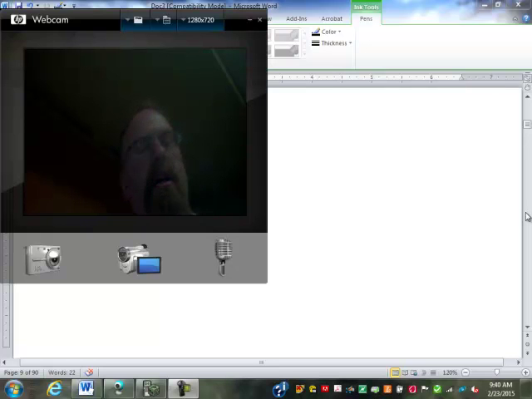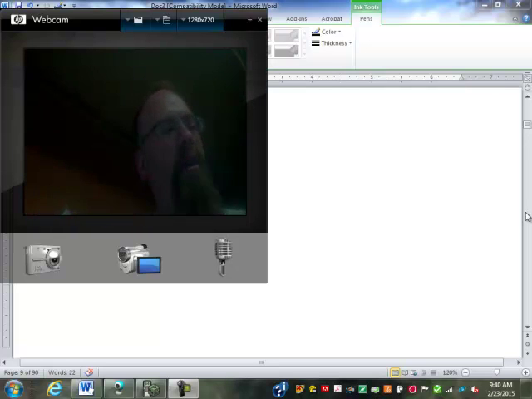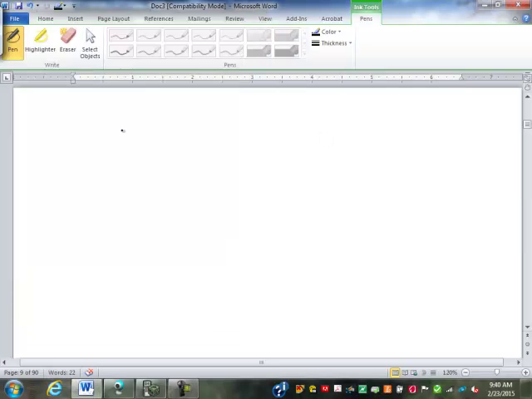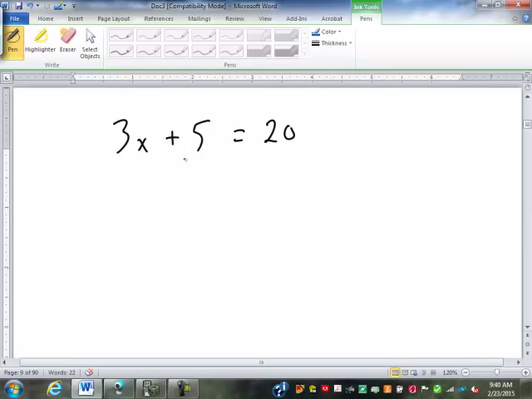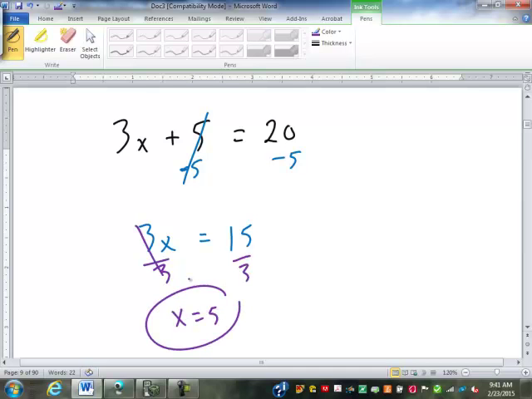Okay, so we've been talking about fractions, and in the last unit we talked about solving equations. We looked at things like 3x plus 5 equals 20. And how did we solve that? We would subtract 5. So 3x equals 15, and then we would divide by 3. So x equals 5. And there we are.